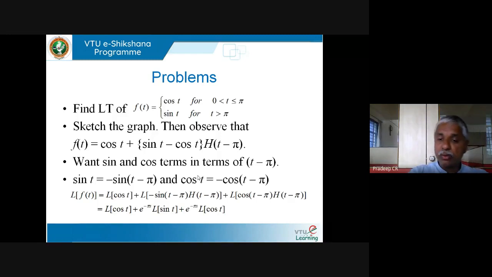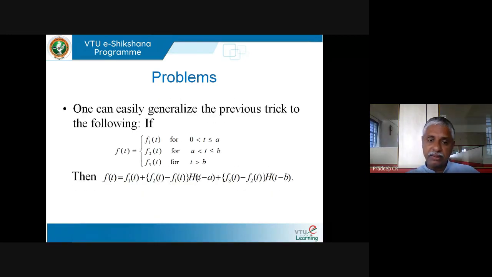Only then you will be able to do this. And same thing, you can generalize it to three pieces, four pieces, any number of pieces. I can generalize this. So let me just explain this and stop today's lecture.